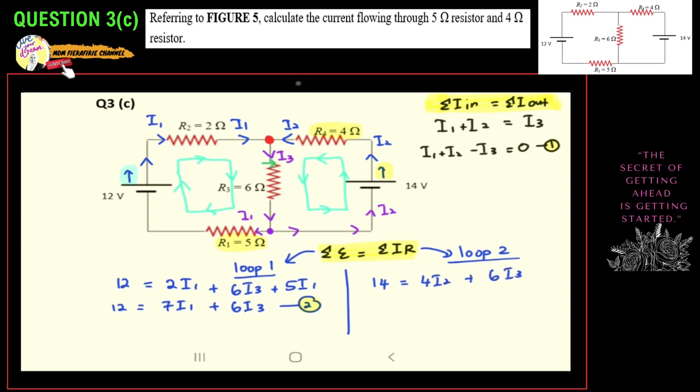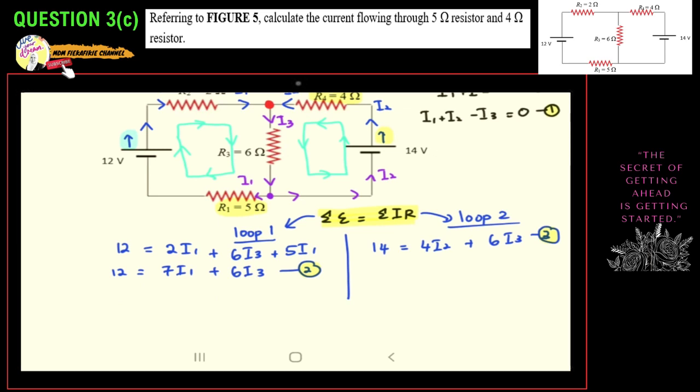Tengok betul-betul siapa yang lalu dekat dia, I3. Jangan salah letak nanti salah kira lah jadinya kan. Bukan tak faham, bukan tak tahu buat, tapi careless. Okay, so this is my third equation. Okay, so after we finish write all the equations, pastikan betul lah ketiga-tiga ni. Okay, baru dapat markah. Okay, so kita akan substitute dalam calculator.